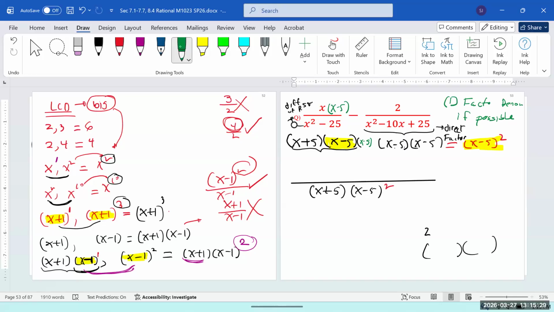Now, the second denominator has x minus 5, 2 of them. But what is missing here? That x plus 5. So let me squeeze it here. X plus 5.